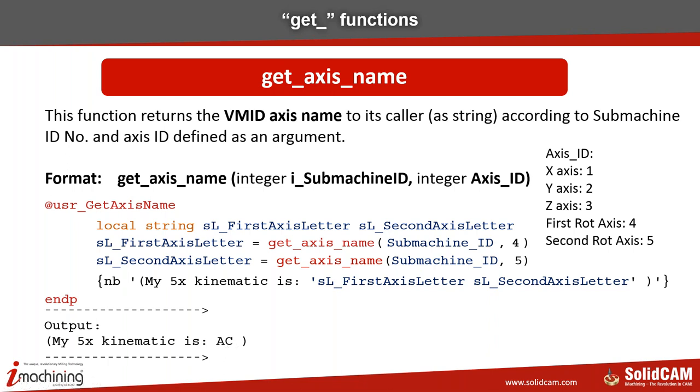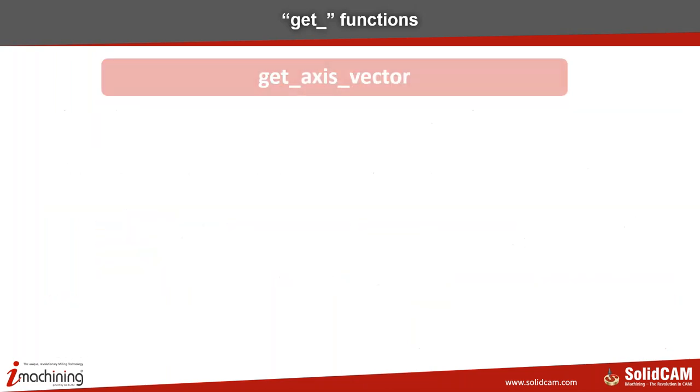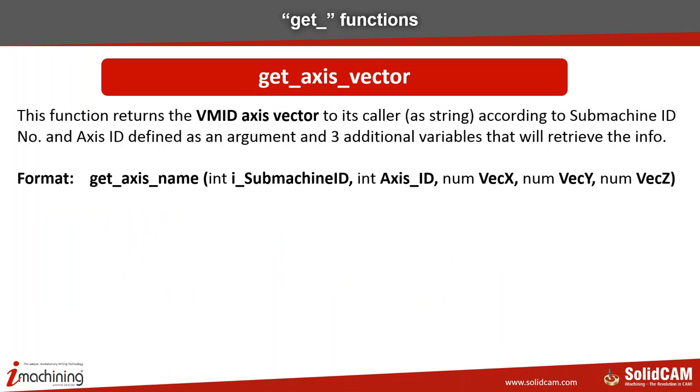I hope this makes a lot of sense. This is how to get an axis name. It's a first level of information. The next level of information is for the vectors. But what is very important is that a non-kinematic axis cannot be retrieved as a value, okay? I will explain everything in the example itself.